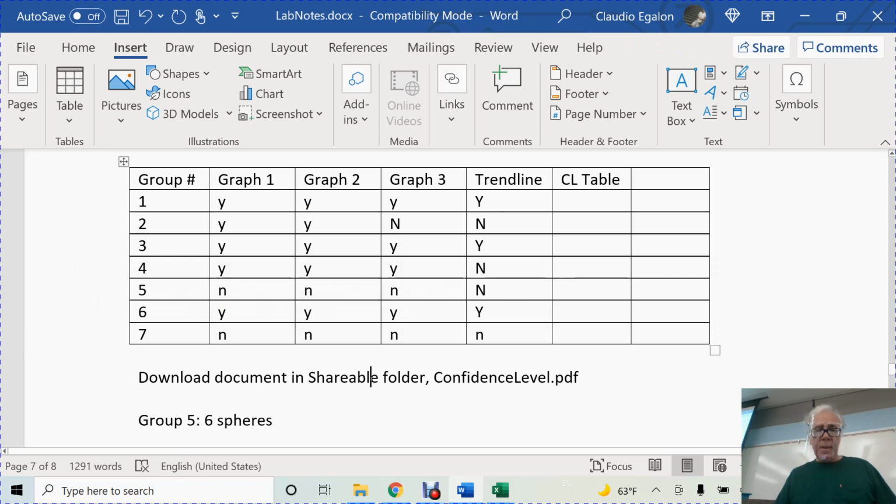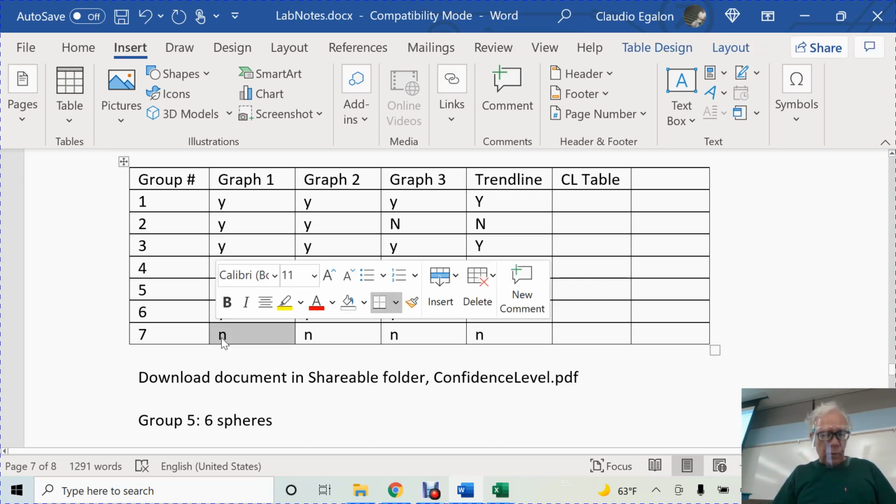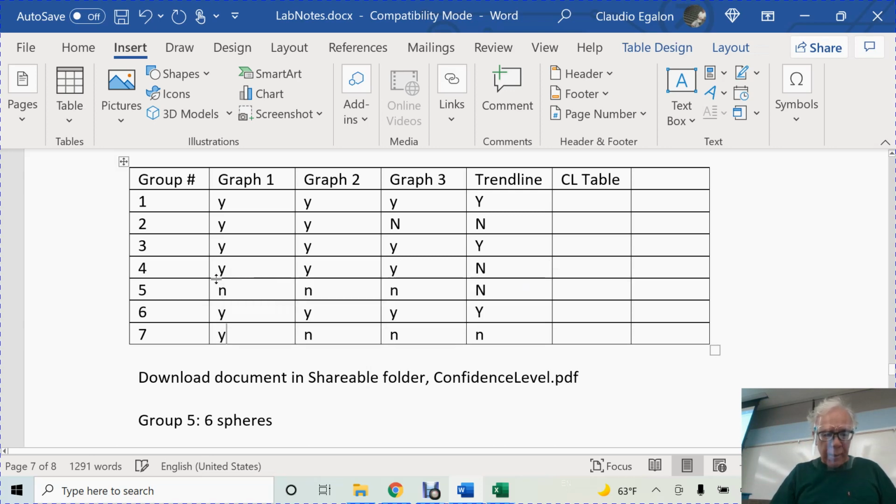Trend line. Okay, group 5 and 7. Whenever you have finished the first graph, let me know, okay? First one, okay, you're group 7, right? Okay, good. Group 5, you're still making some measurements. Do you have the first graph, group 5? No, you don't have the first graph? Okay, finish at least the one graph so I can start talking about the CL table.